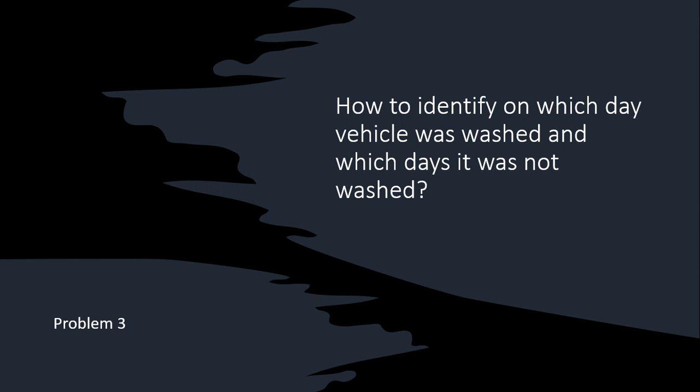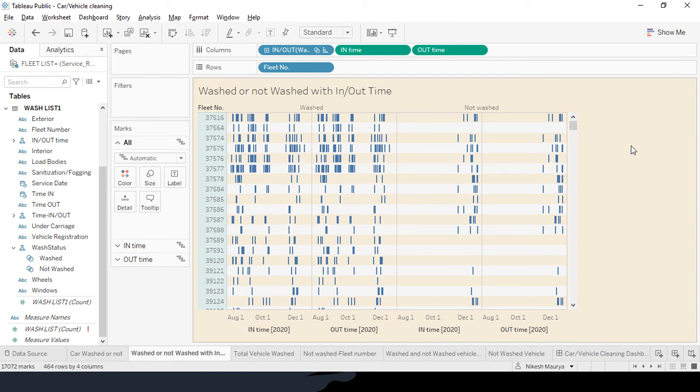Now the third one: how to identify on which day the vehicle was washed and which day it was not washed. We have seen the in time and out time. Now we have to see on which day it was washed and on which day it was not washed. Okay, the next one.